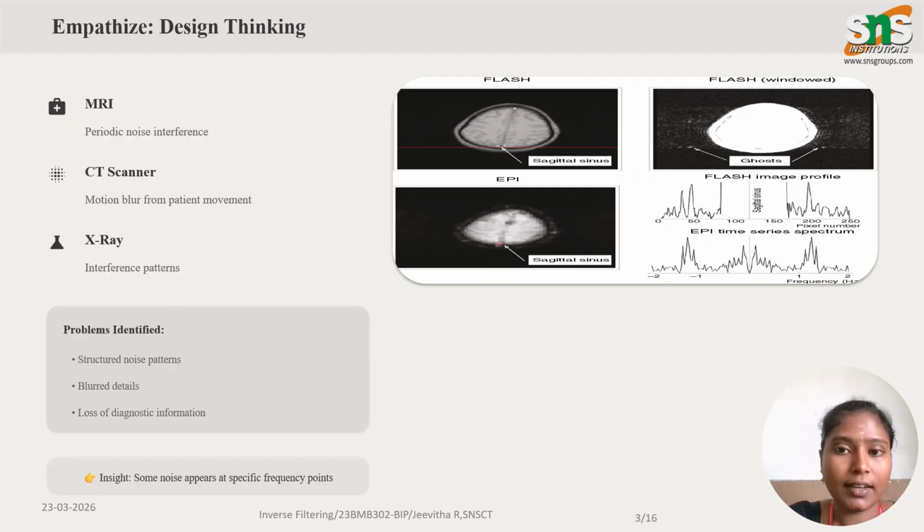Let us understand real-world problems. In MRI, we get periodic noise interference. In CT, motion blur occurs due to patient movement. In X-ray, we observe interference patterns. So the problems are structured noise, blur, and loss of important details. Some noise appears only at specific frequencies. So instead of removing everything, we need targeted solutions.